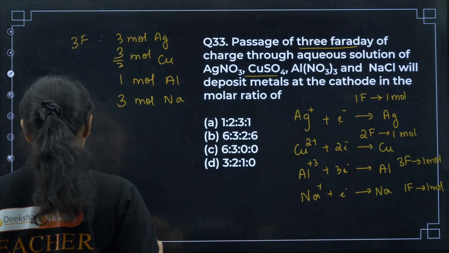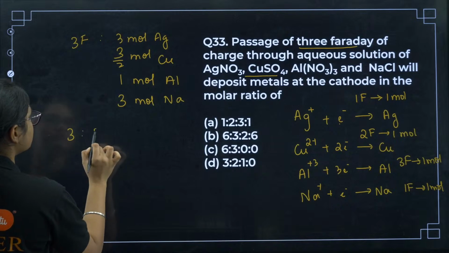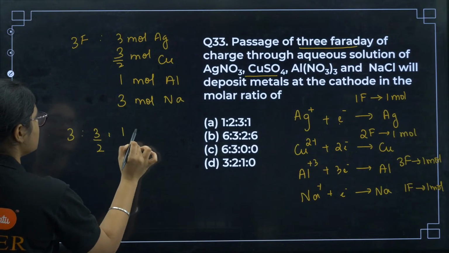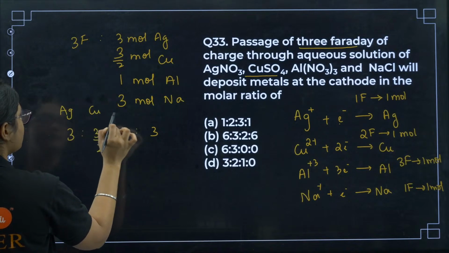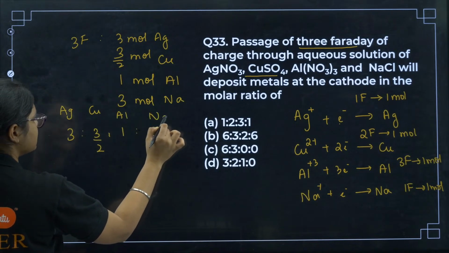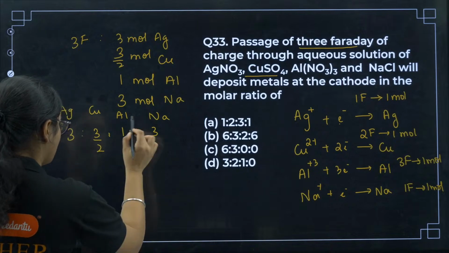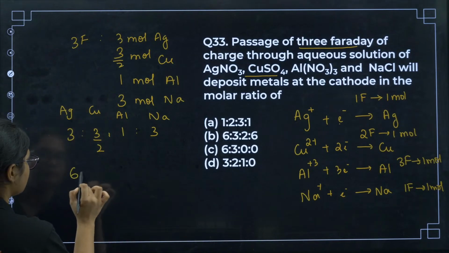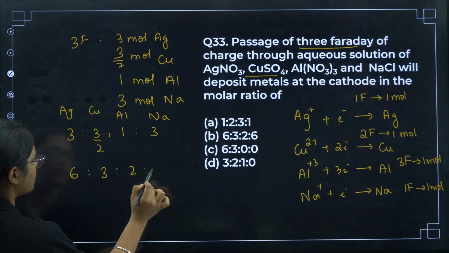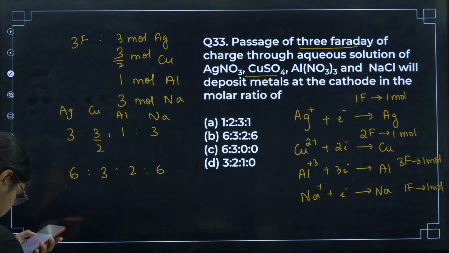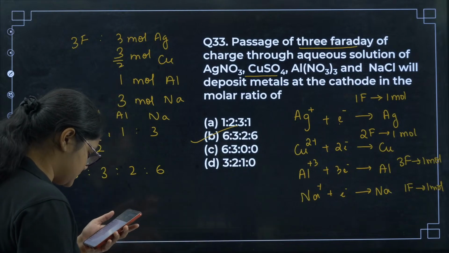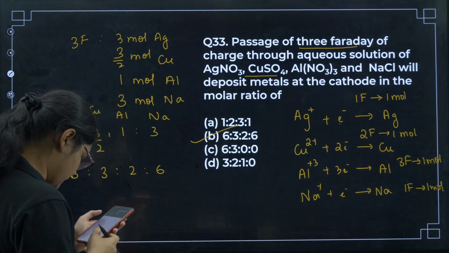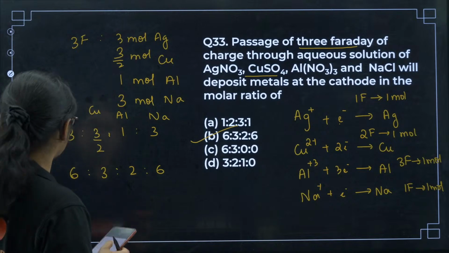Okay. So now what is the ratio I have? 3 is to 3 by 2 is to 1 is to 3. So here it is Ag, copper, aluminium and sodium. Now to balance it I can multiply like this. Okay, 6326 will be the correct answer. Option number B is the correct answer. Okay, I hope this is clear to everyone.